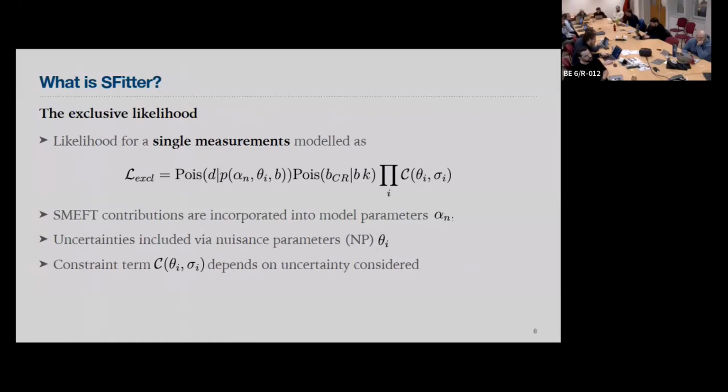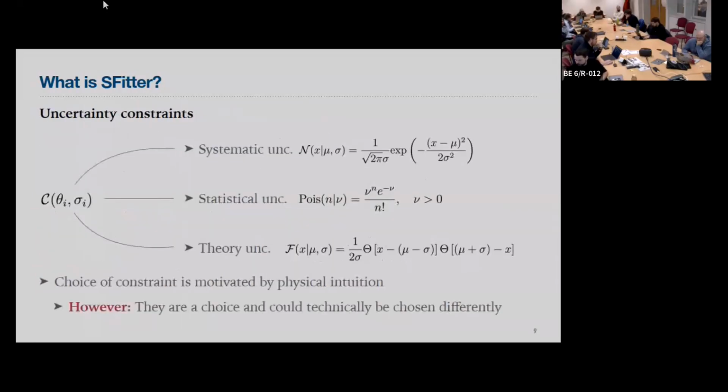And then finally, the last parts are some additional constraint terms on the different nuisance parameters we include in the fit. And those actually then depend on the kind of uncertainty we consider. And the uncertainties we look at in our SFitter fits are systematic, statistical, and theoretical.